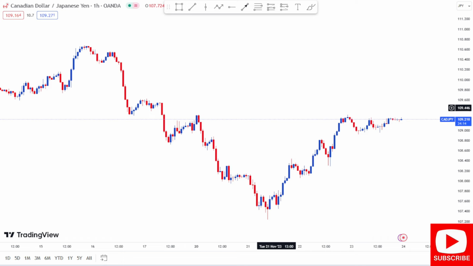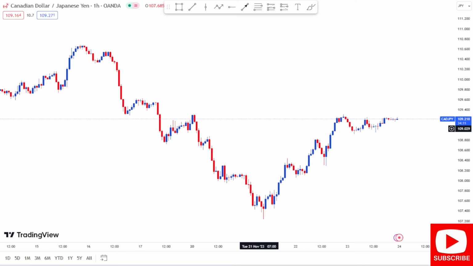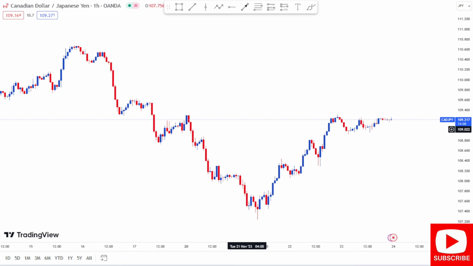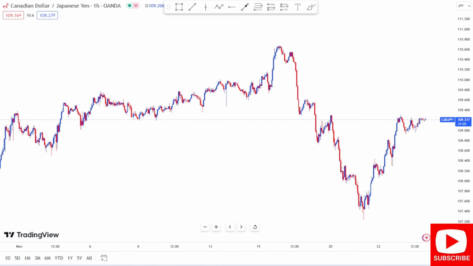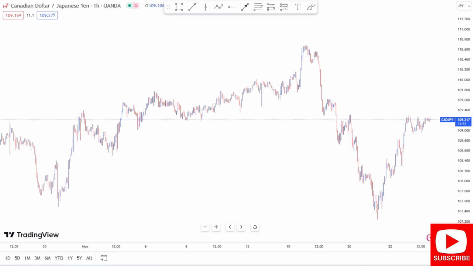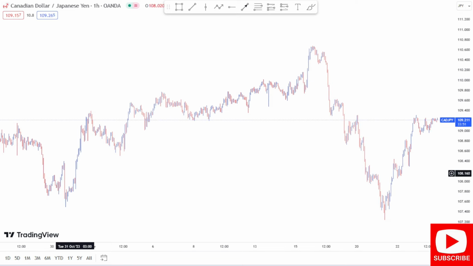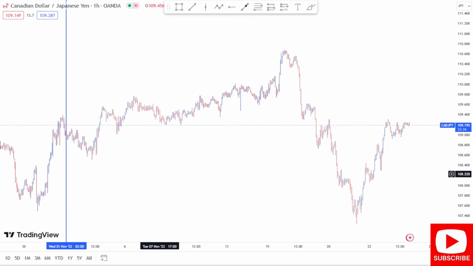So okay, this is the CADJPY and I was in the 1 hour time frame when I noticed a very sweet pattern the market was creating for me, and I quickly went back a few hours. I quickly went back to check the past data and I saw that we were currently in an uptrend. I just basically used the start of the month. This is the start of November, November 1st, and you can see that we were currently in an uptrend.